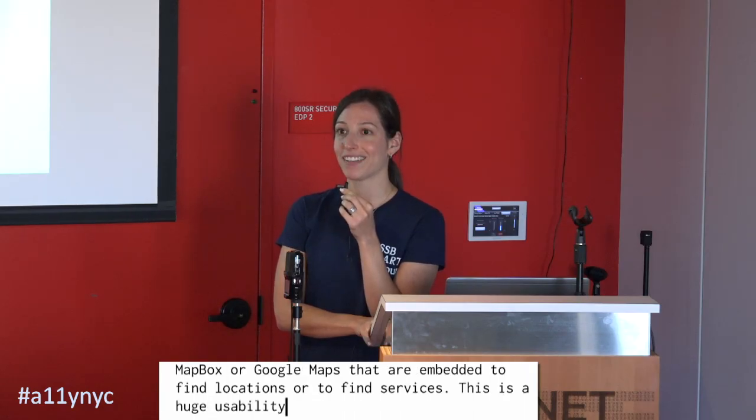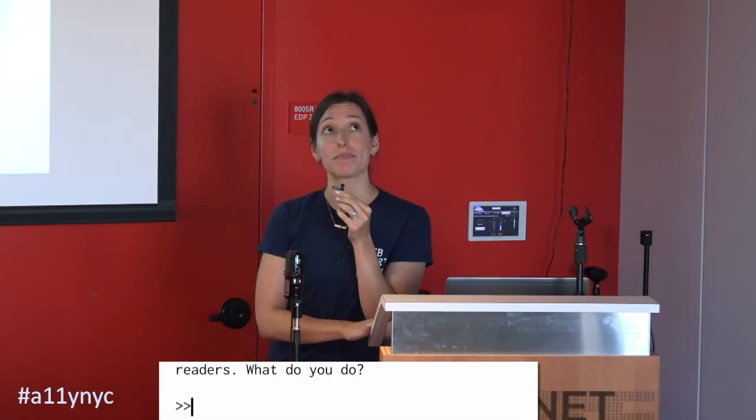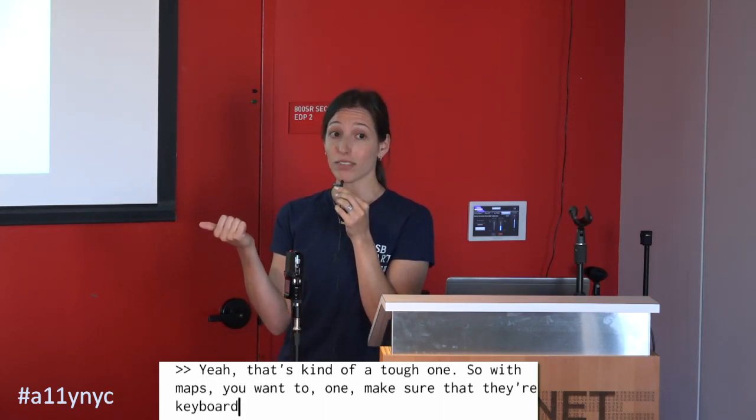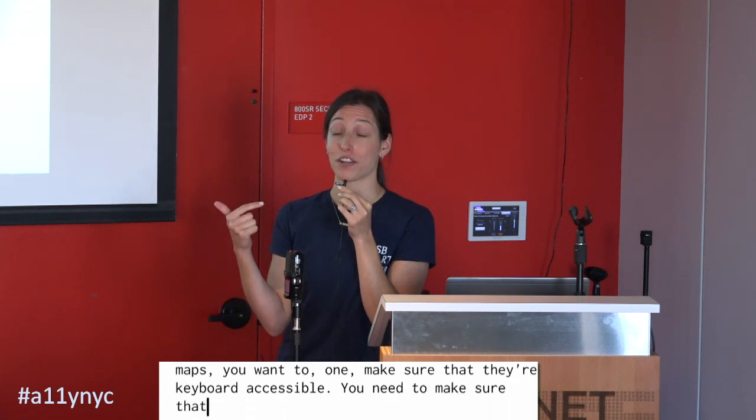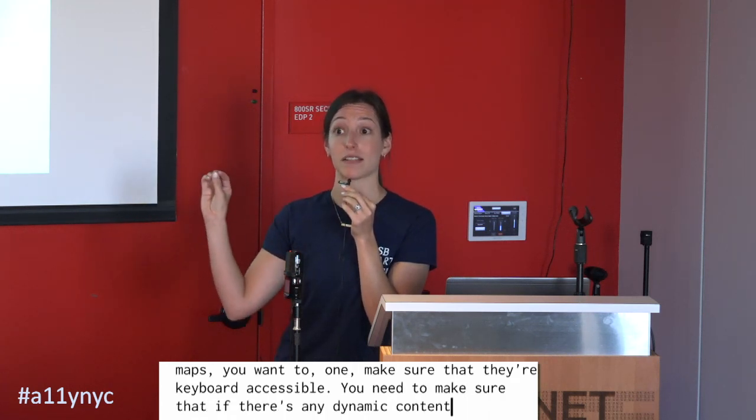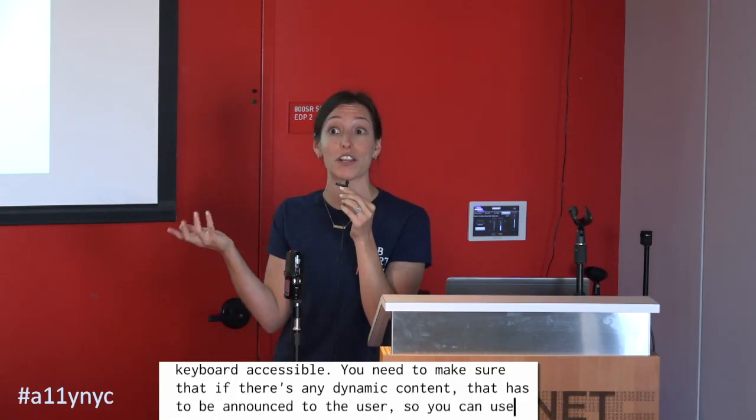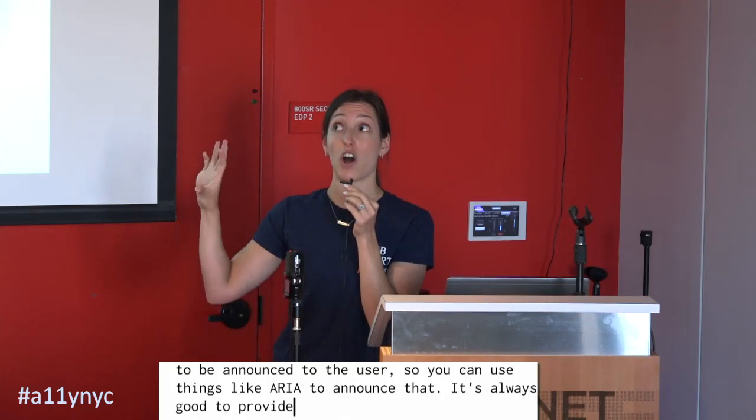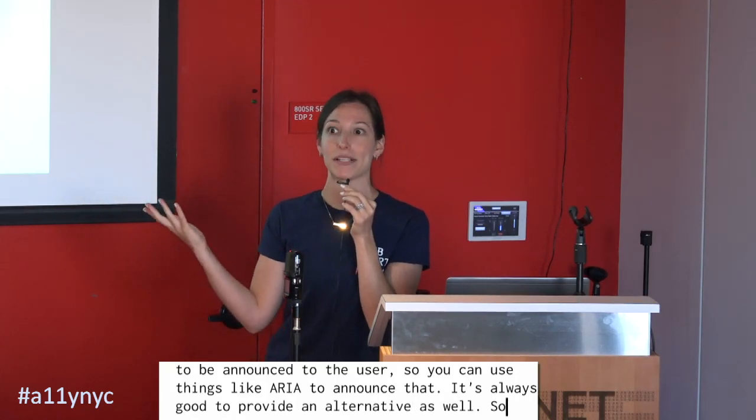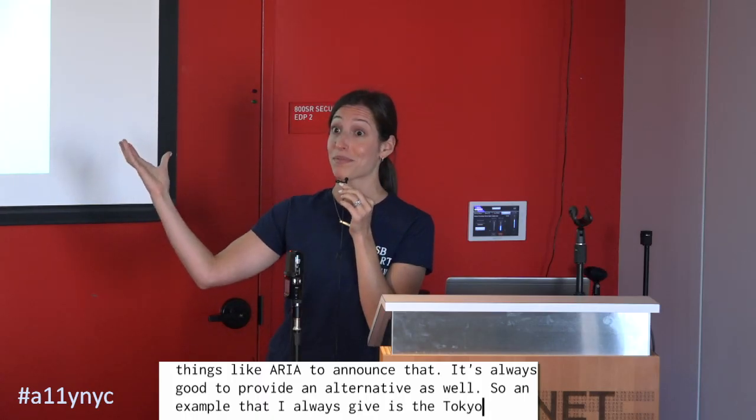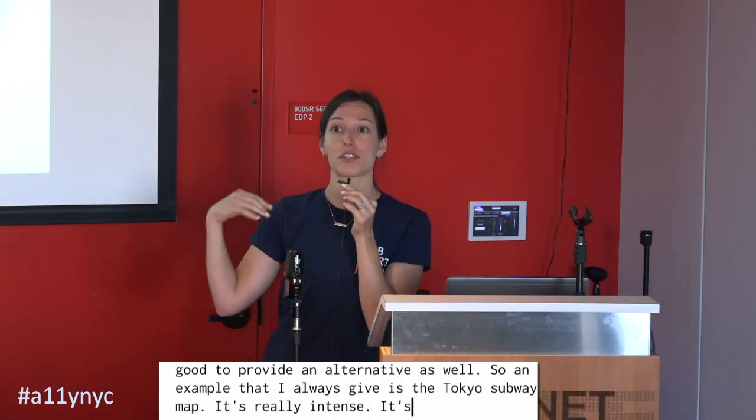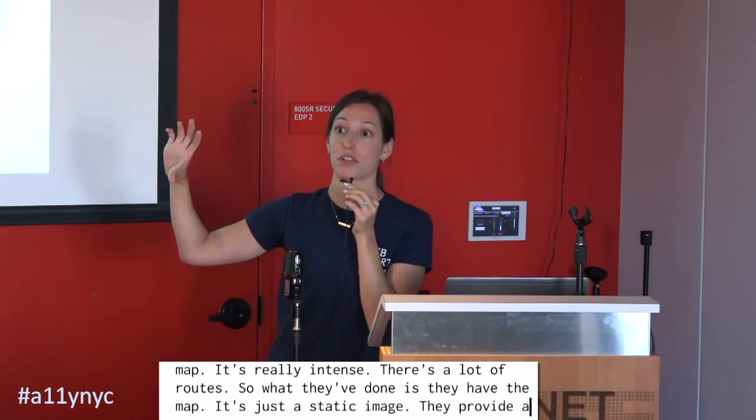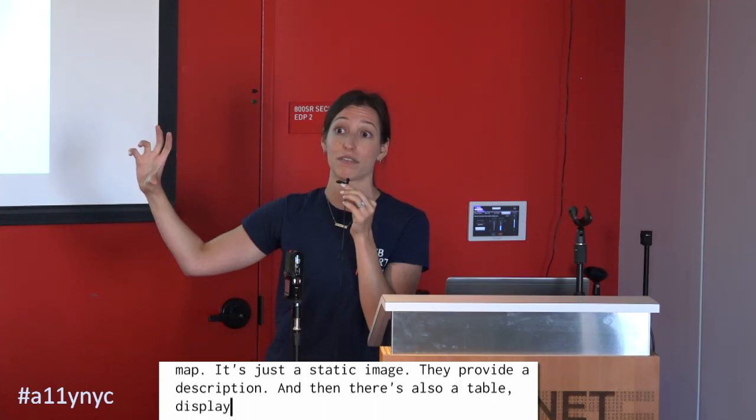Yeah, that's kind of a tough one. With maps, you want to, one, make sure that they're keyboard accessible. You need to make sure that if there's any dynamic content, that has to be announced to the user, so you can use things like ARIA to announce that. It's always good to provide an alternative as well. An example that I always give is the Tokyo subway map. It's really intense. There's a lot of routes. So they have the map, which is just a static image. They provide a description, and then there's also a table displaying the routes for those maps.